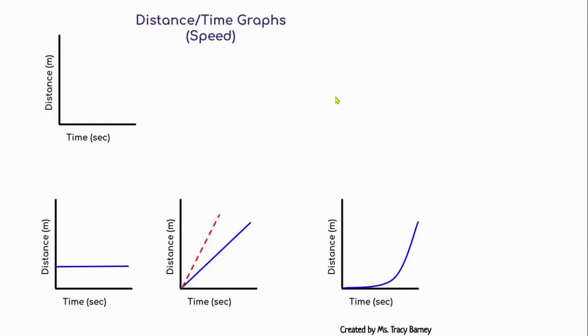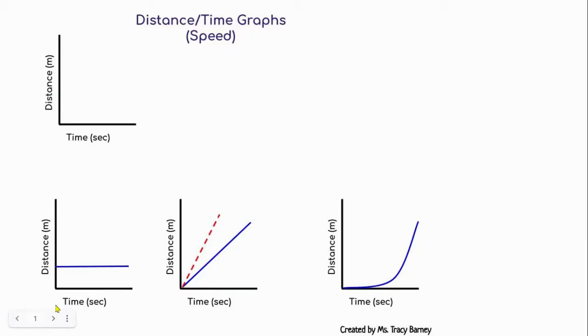And plotting distance against time can tell you a lot about the motion of an object. So time is always plotted on the x-axis. And so the further to the right on the x-axis, that means the longer the time from the start. And distance will be on your y-axis, which is your vertical axis. And of course, the higher up the graph, the further from the start.